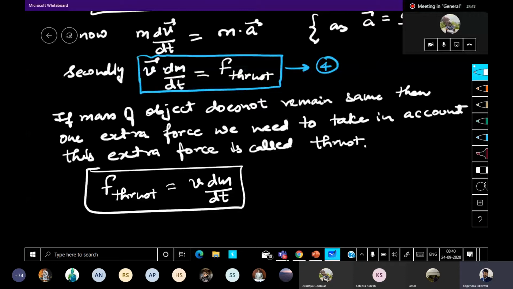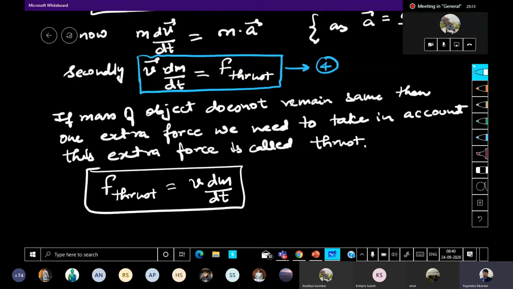Or suppose you are holding a pipe and water is coming out of that pipe, and when you put the nozzle of the pipe on some surface, then water goes and hits that surface, and due to that water exerts force on the surface. That is also an example of thrust.